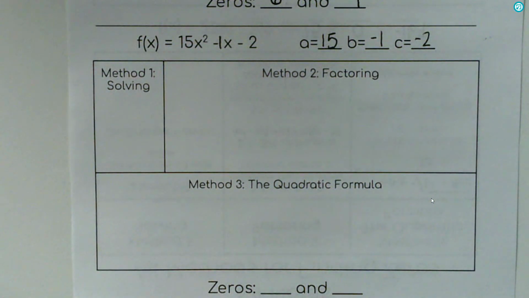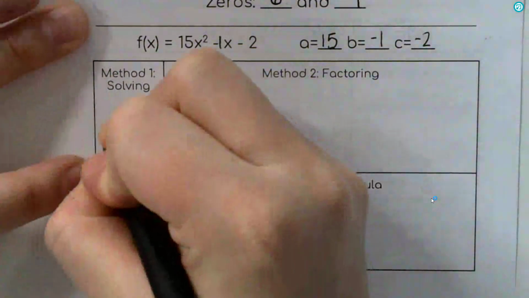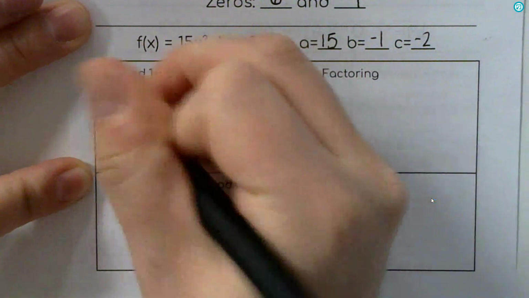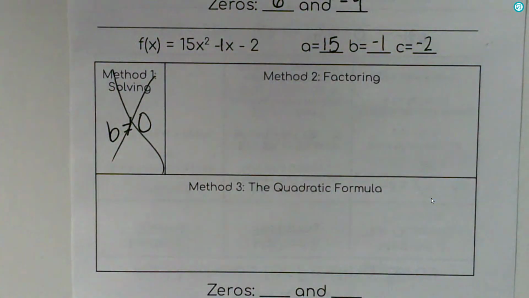Okay, once again on this one, we cannot solve. I left the word solving there so we could have the conversation that we cannot solve. But because b does not equal 0, we cannot solve. So don't even try. For factoring on this one, it's the longer method of factoring.